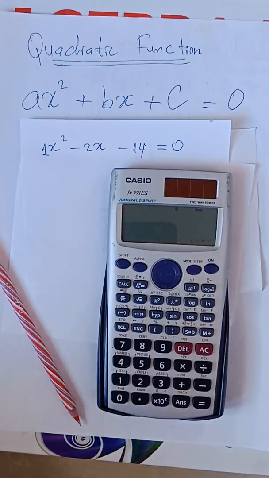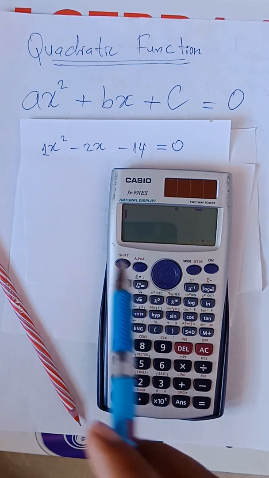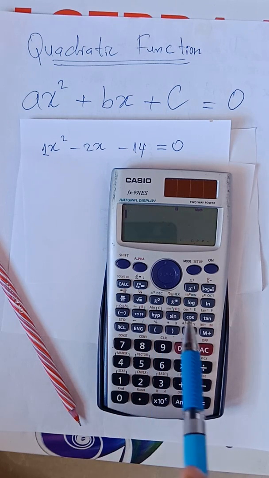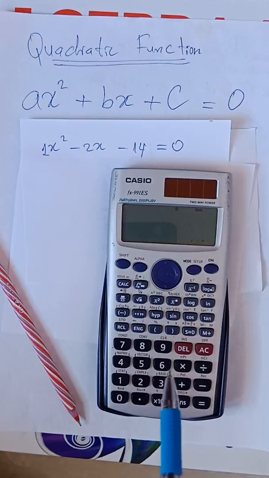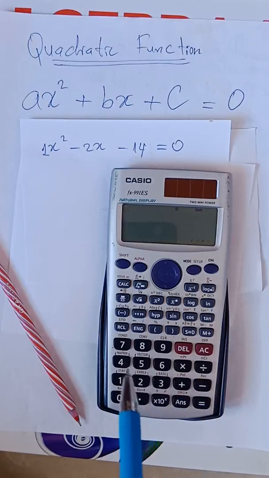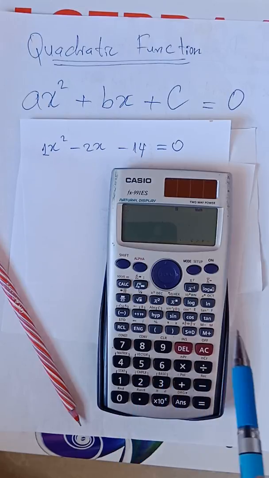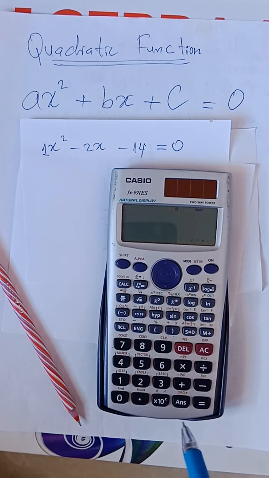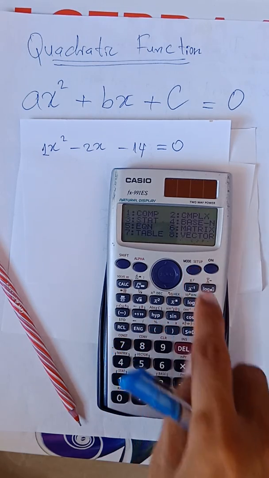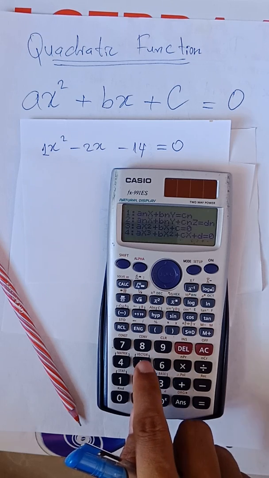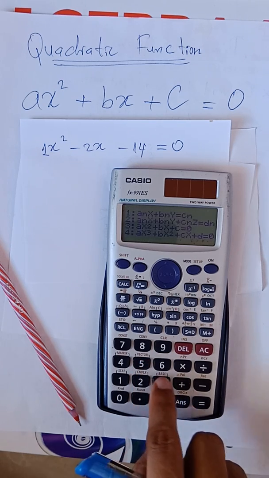In this video, I'm going to show you a mode within the scientific calculator that will help students solve quadratic functions faster, provided that their teachers do not require them to show the steps to the answer. Let's begin. You press mode or setup, choose number 5, and choose number 3.